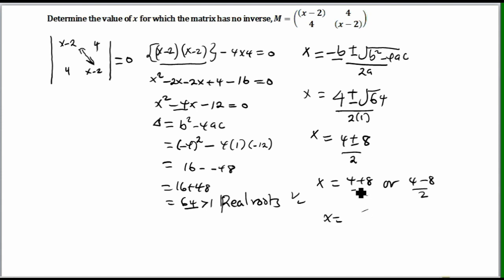This means that x equals 4 plus 8, which is 12, divided by 2, which is 6, or 4 minus 8, which is negative 4, divided by 2, which is negative 2. So the values of x are either 6 or negative 2. And that gives us the answer to that question.